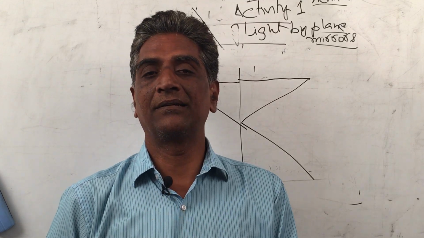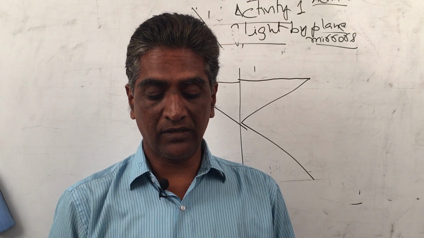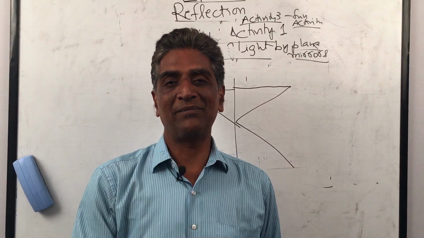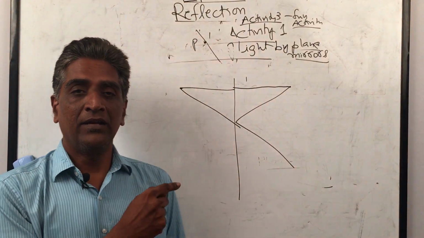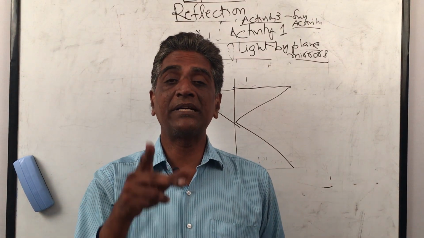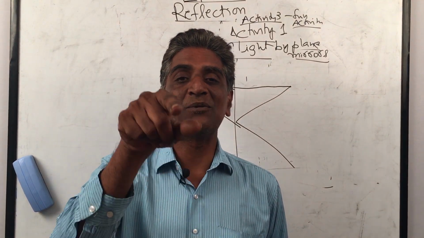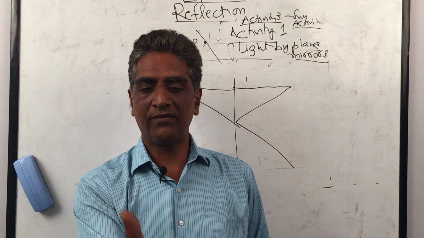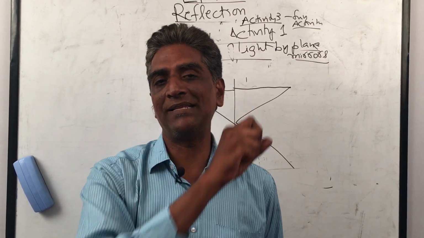Why is that happening? That is going to be the topic for our next lesson, formation of an image by a plane mirror. This is the lab activity which showed how it's formed, but now we are going to go deeper into why. This is the central deep concept. If you understand this, you have understood the whole of reflection by plane surfaces.